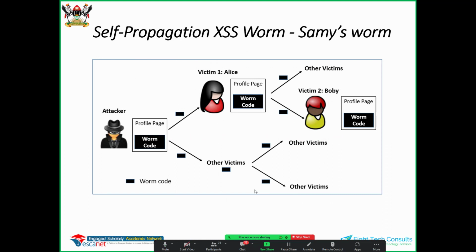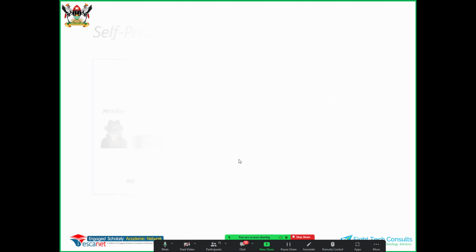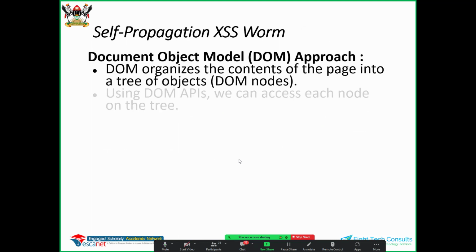So this is a diagram that can demonstrate a self-propagating worm, or what we call Sammy's worm. You visit the attacker's website, you get a copy on your profile, and another person visits your website, you also get a copy. And another person visits that person's website, and at the end of the day, the person was able to disorganize the MySpace social media of that day because it was manipulating different people's profiles like that.